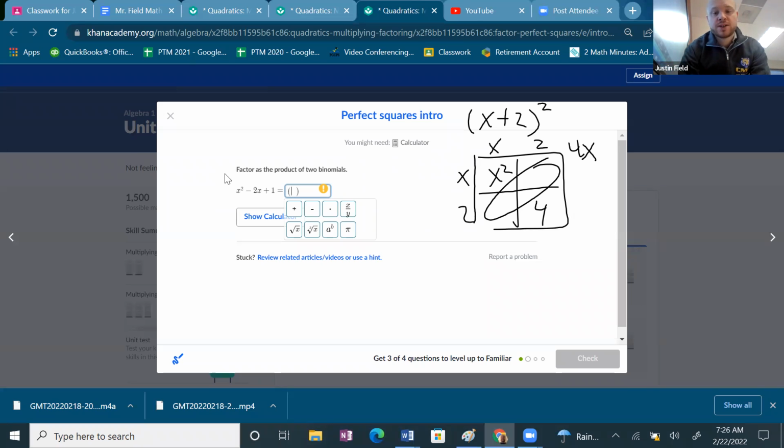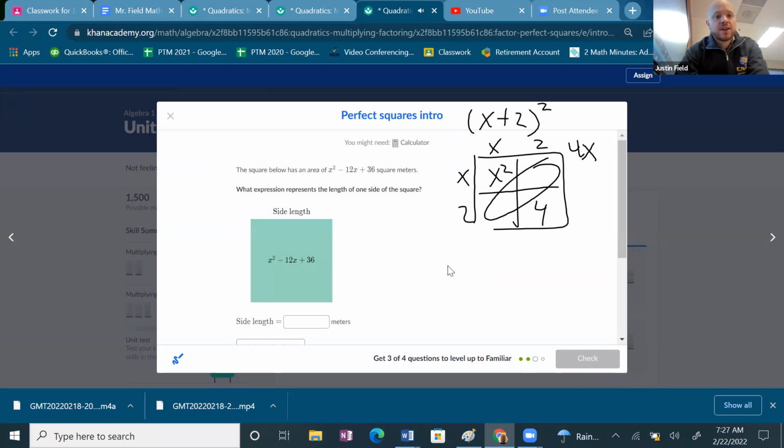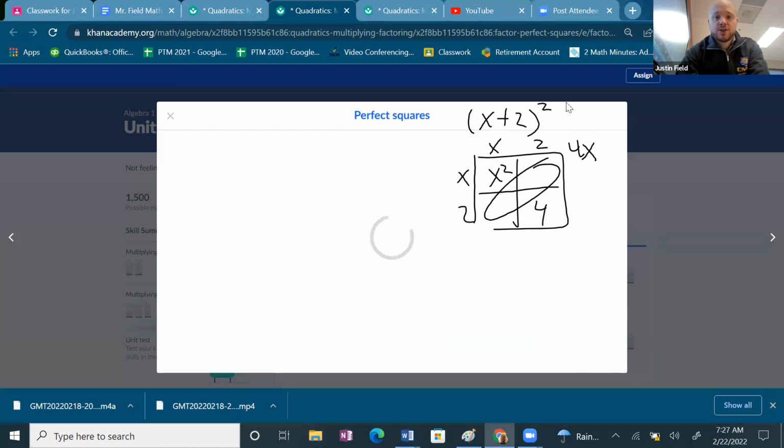So I see that the square root of 1 is 1. So this must be x. Oh, but this is going to have to be minus 1 because, as you see, the B term is negative. So it's going to have to be a negative. All right, so again, 6 is going to be negative 6 because the B term is negative. All right, so that one should be not too bad.